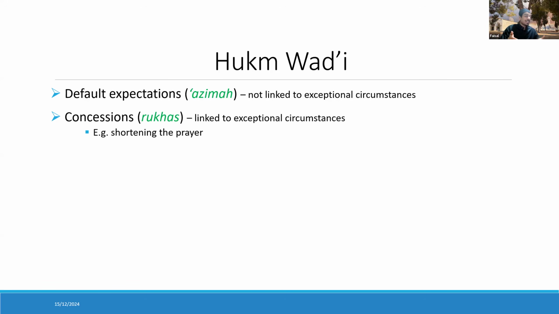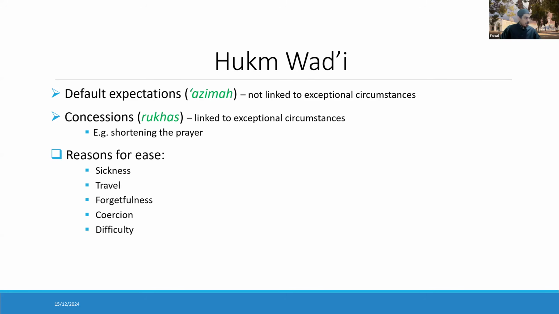You also have other examples, of course, like consuming pork. Consuming pork, that's prohibited. So the default expectation is prohibition and abstinence from the action itself. The concession is in the circumstance of necessity, when you're in a circumstance where you're potentially going to die. And so it's permitted then, right? So that's a concession. That's another example.